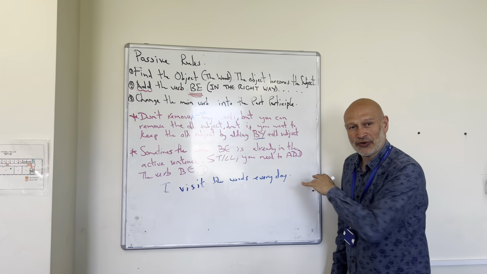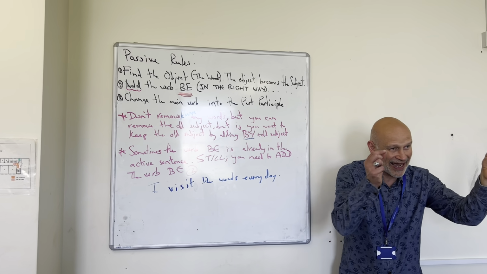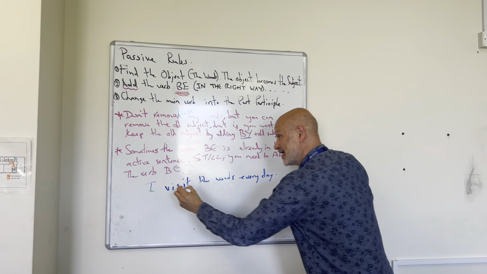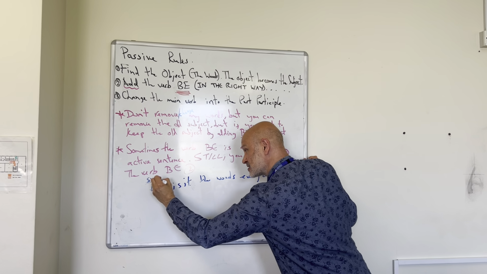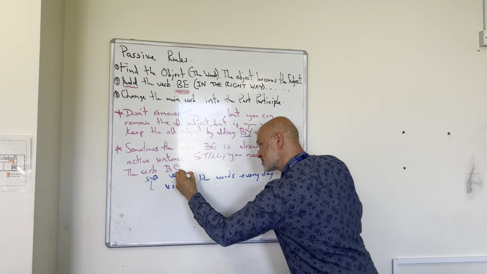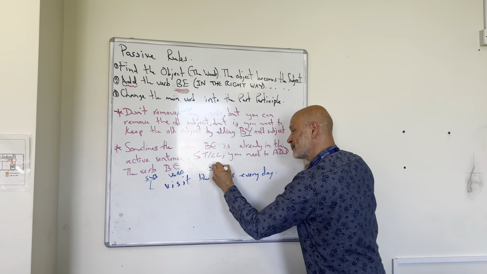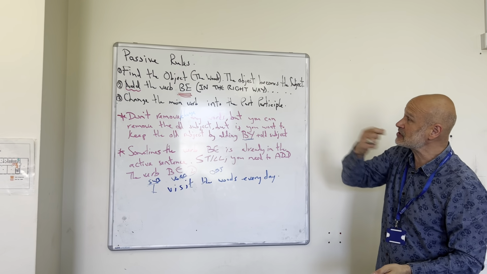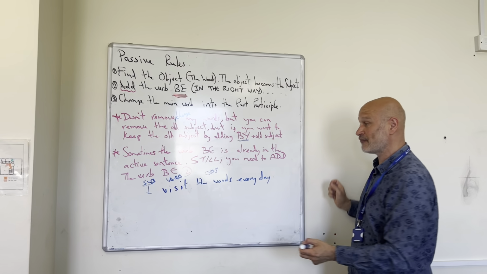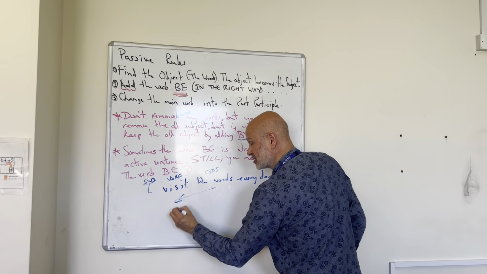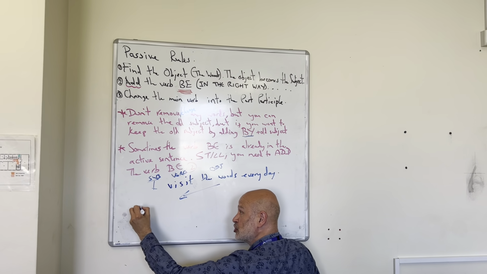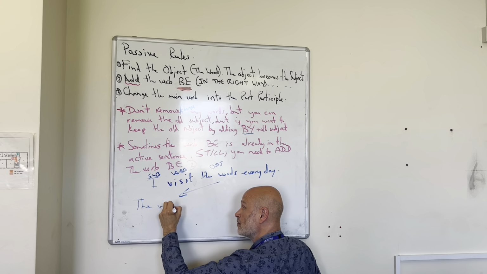So what we need to do, and I love this about this group, is that we can analyse all the words. Here's the subject of the sentence. Here's the verb of the sentence. And here is the object of the sentence. So first thing we need to do is to find the object of the sentence. And that object becomes the new subject, the woods.